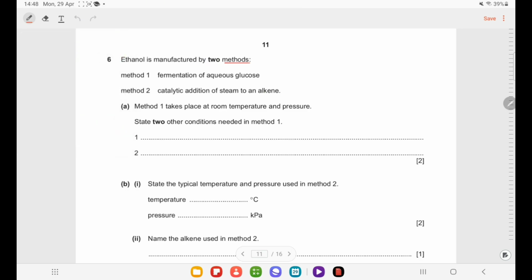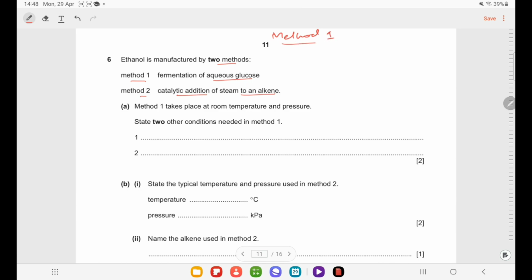Ethanol is manufactured by two methods. Method 1, fermentation of aqueous glucose, and method 2, catalytic addition of steam to an alkene. We have learned both of these methods in our previous lectures. Let me recall it one by one.